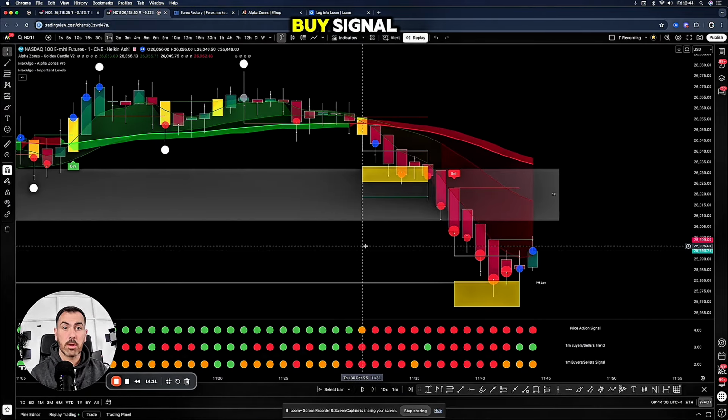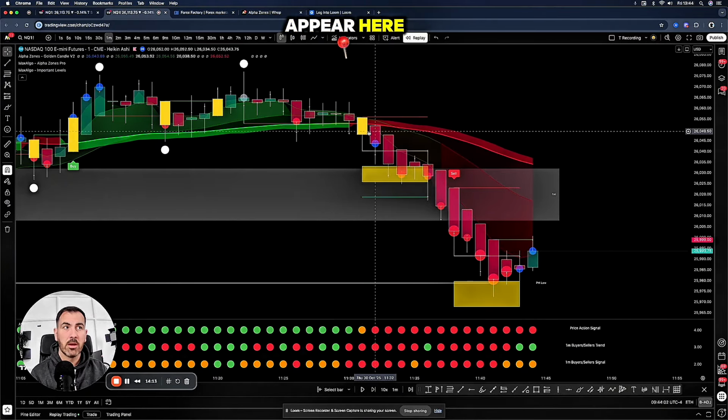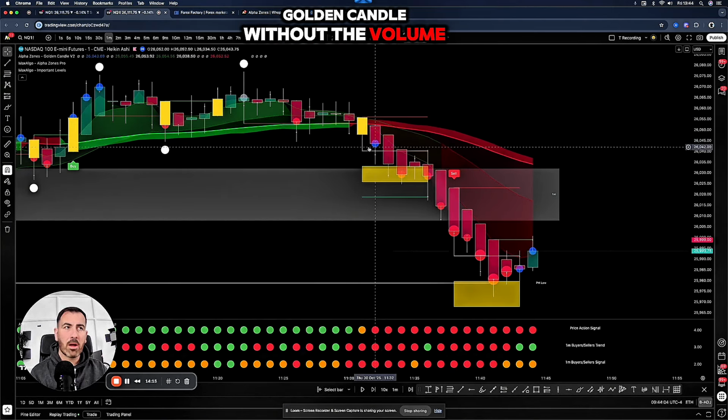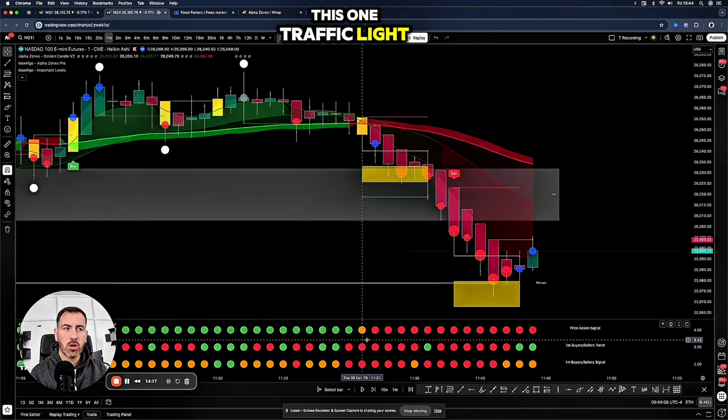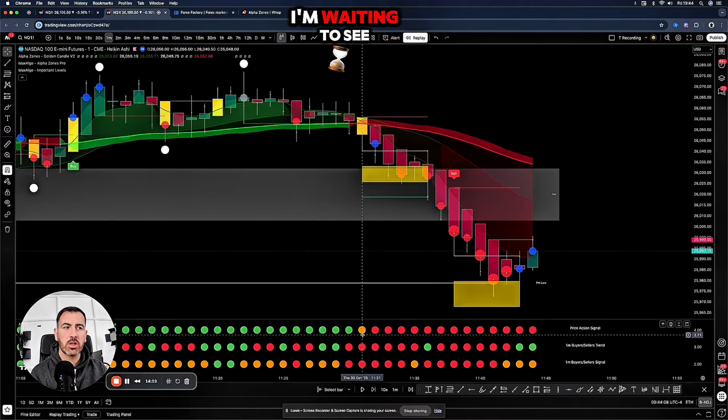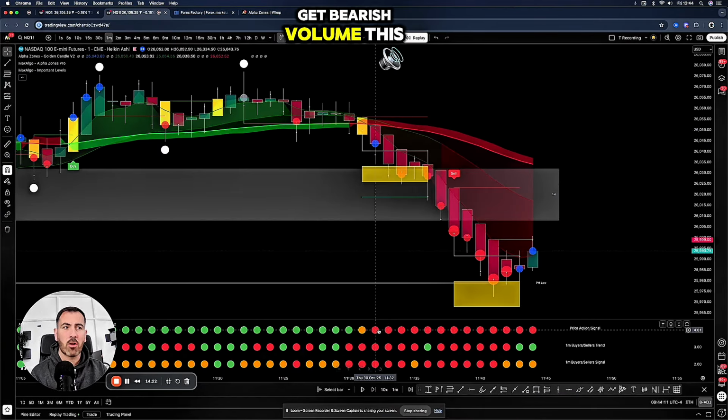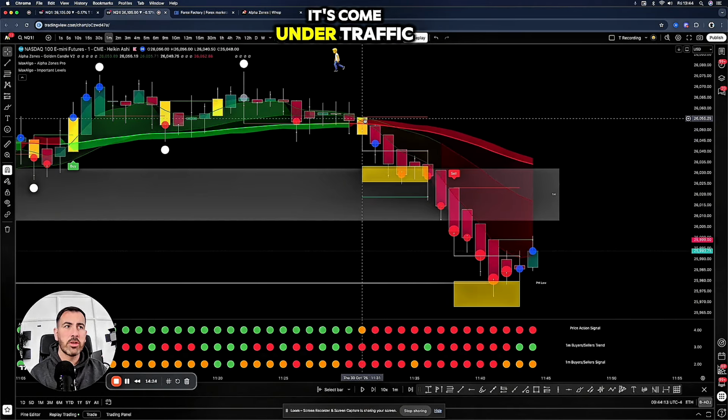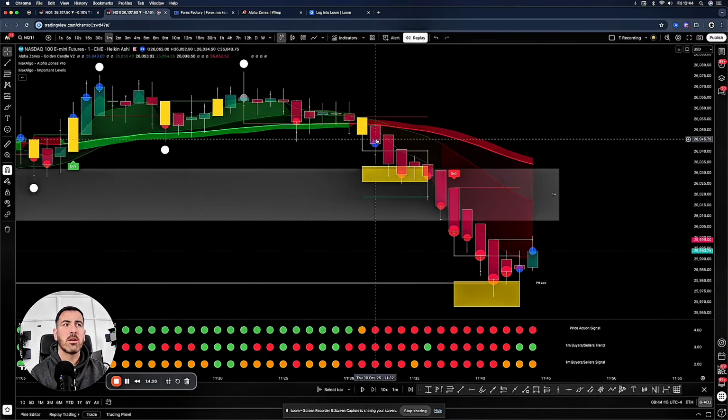Here's an example without the buy signal. The buy signal did not appear here. So we had a golden candle without the volume. This one traffic light didn't align. It's orange. I'm waiting to see if it aligns. We get bearish volume. This goes red. It's come under. Traffic light, the trend wave is red.